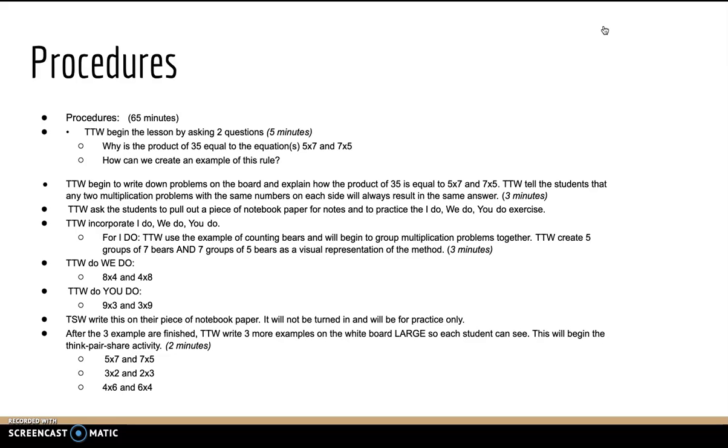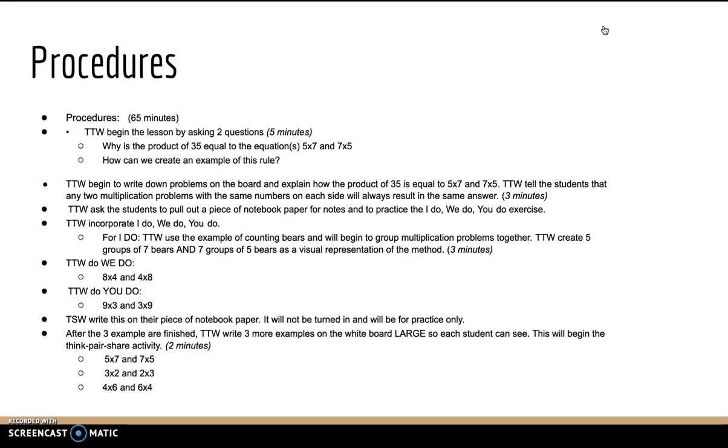I'm going to begin to write down problems on the board and explain how the product of 35 is equal to 5 times 7 and 7 times 5. I'm going to tell the students that any 2 multiplication problems with the same numbers on each side will always result in the same product or answer. I'm going to ask students to pull out a piece of paper. This is going to be for notes and to practice the I do, we do, you do exercise.